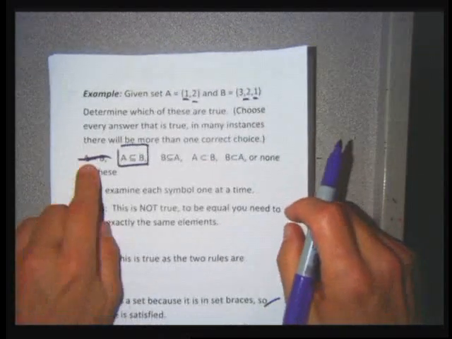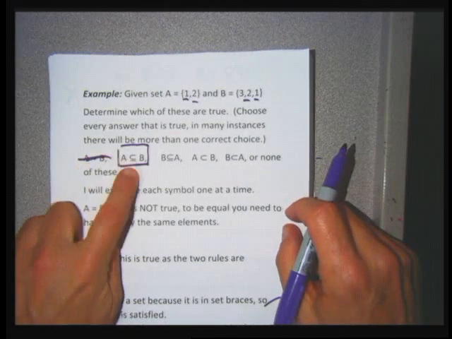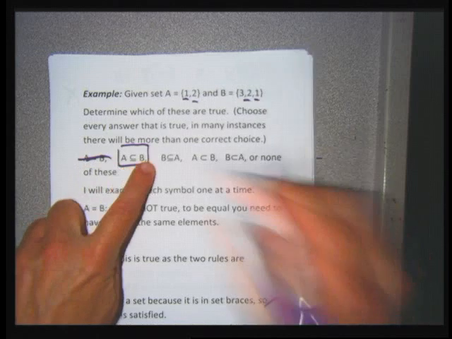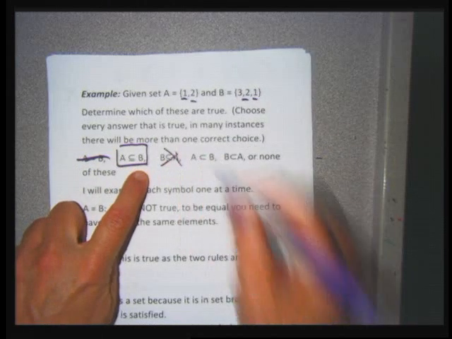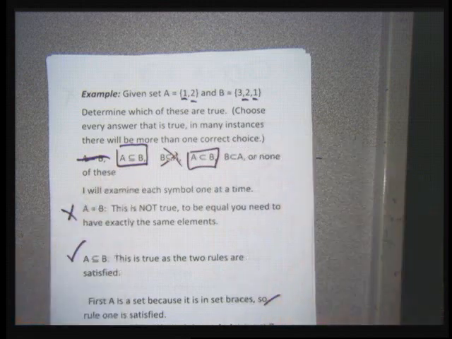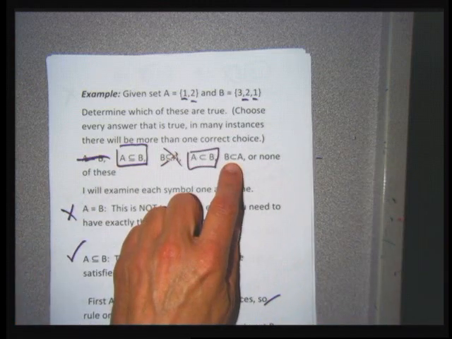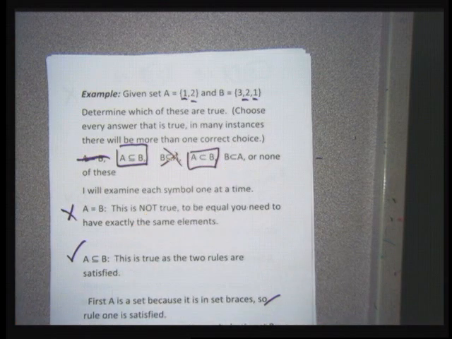So far the symbols that are going to be true: A doesn't equal B, that's not going to be true. A is a subset of B, which was true. B wasn't a subset of A. A is a proper subset of B. I have one more to check to see if B is a proper subset of A. That's going to be false.